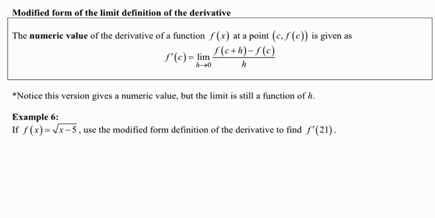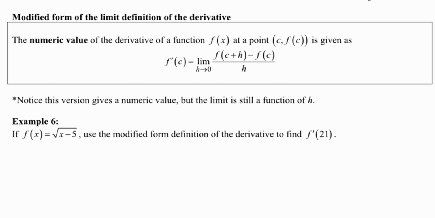There are a few modified, or alternate, forms of the definition of the derivative. So we're going to use this one right here to complete this problem. This gives a numeric value. This way, if you're looking for one specific value rather than a function of the derivative, then this might be a quicker one to use. So f prime of 21, just plug in the blanks.